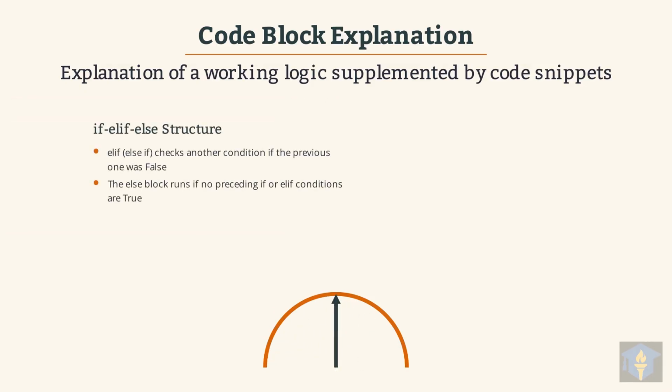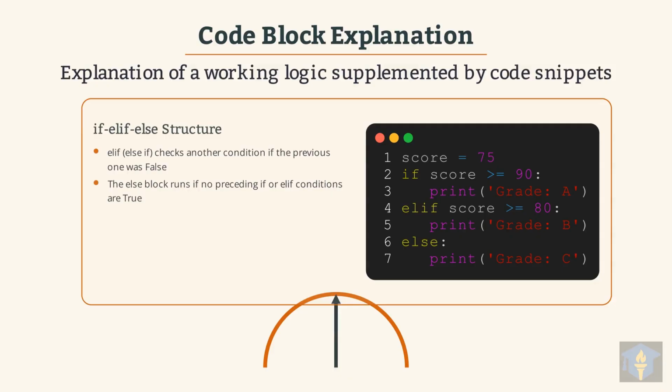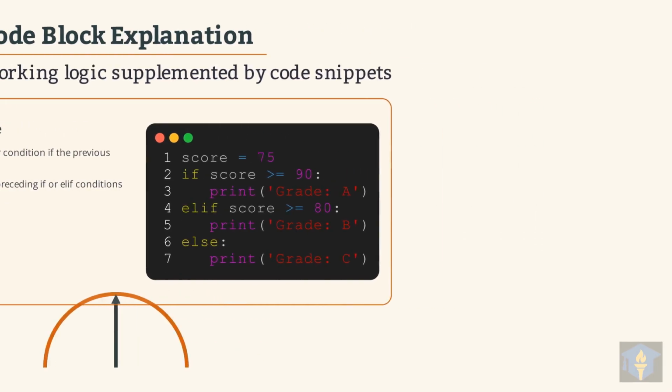Now, let's examine the if-elif-else structure, which allows for multiple conditions and a default action. The elif checks another condition if the previous one was false, and else runs if no prior conditions are true. This example assigns a score, then uses if-elif-else to determine and print the corresponding letter grade.